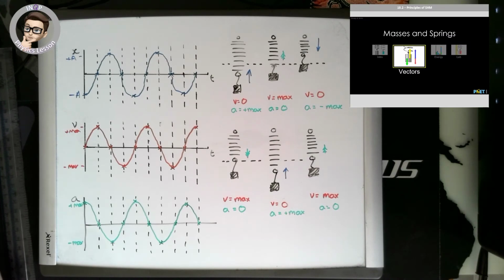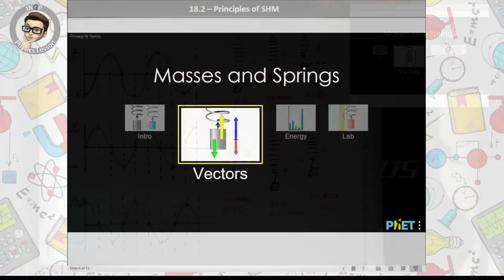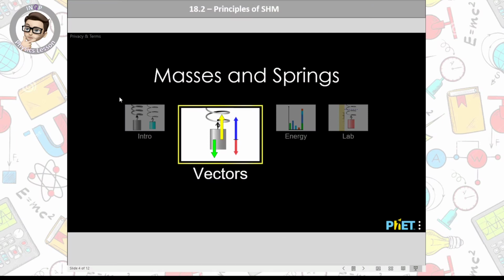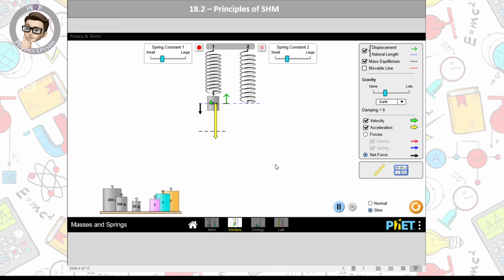Okay, so we're going to have a look at a simulation now to actually give us an idea as to how this all works. So this is a PhET simulation, and you can access this as well, and I'll put the link in the description so you can see it. And we're going to work with the vectors one today. Next lesson or lesson after, we're going to look at the energy one, but today let's look at the vectors one. So this gives us an idea of what's going on.